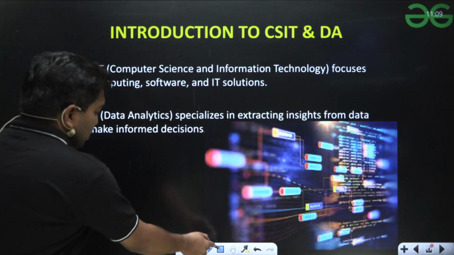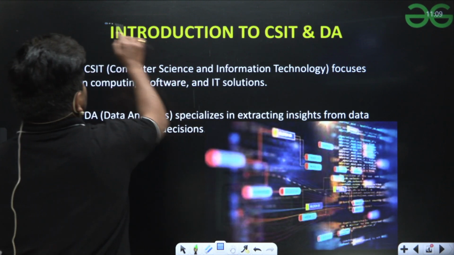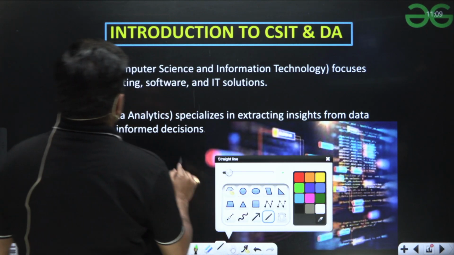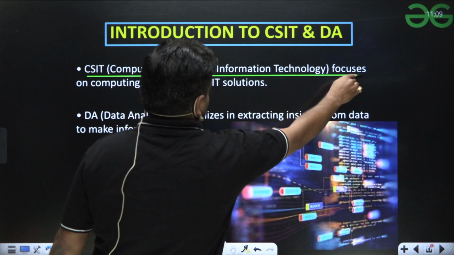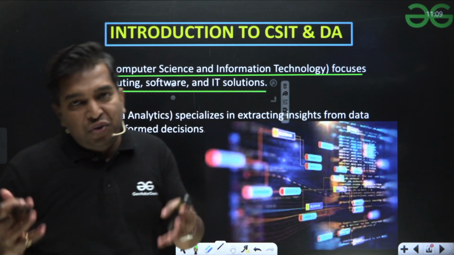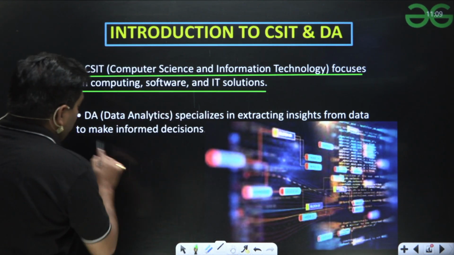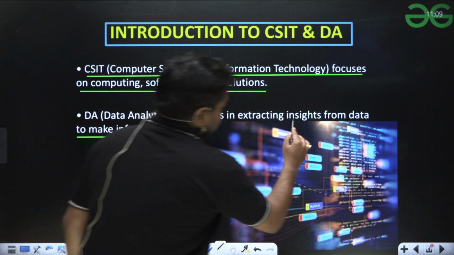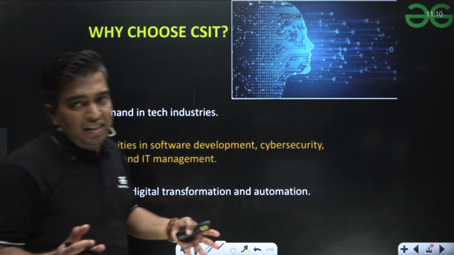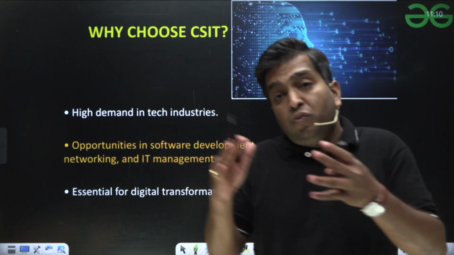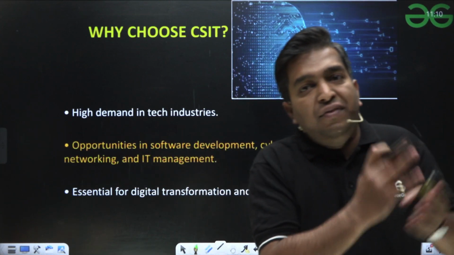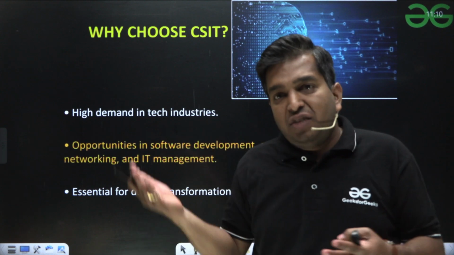So first of all, the introduction of CSIT and DA, my dear students. In computer science and information technology, the main focus is on computing, software and IT solutions. But DA is used for extracting data for decision making. And who wants to choose CSIT and who wants to choose DA? This must be crystal clear in your mind: in which field we have to go for DA and what the chances are for CSIT.